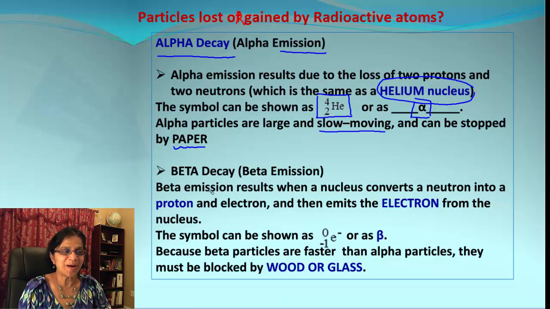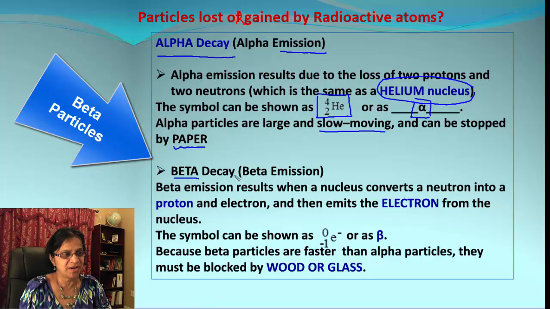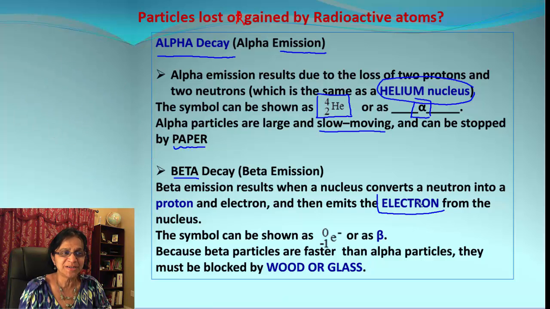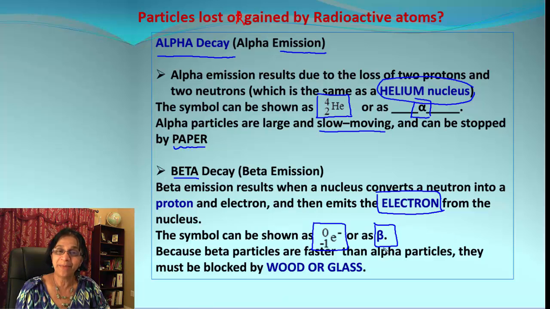The second type of particles are beta particles, and we call this beta decay or beta emission. Beta particles are nothing but simply electrons, and we represent those in this fashion, or we can also use beta as a symbol. Beta particles are a little faster than alpha particles, but they can be blocked by either wood or a piece of glass.